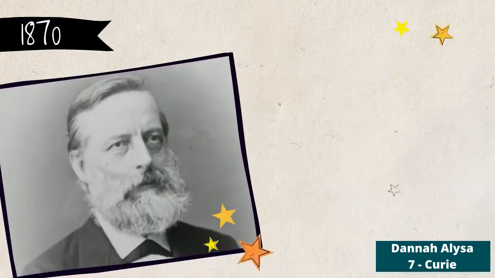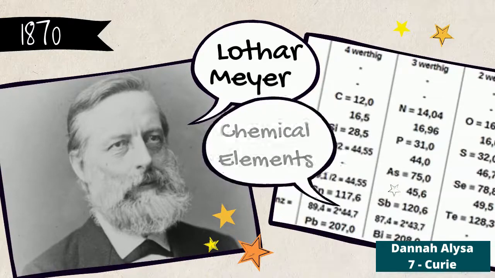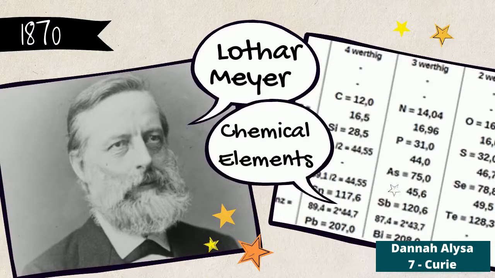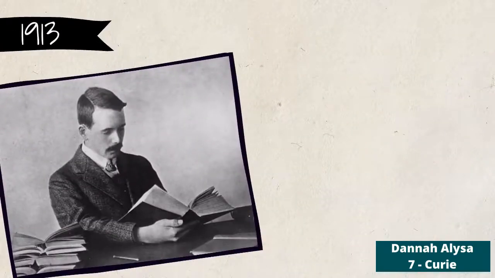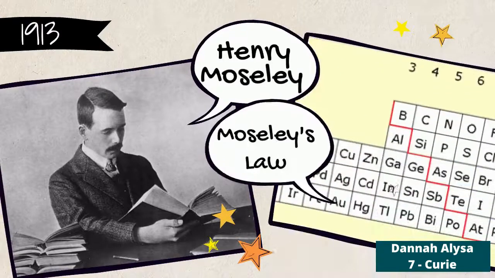German chemist Lothar Meyer produced a version of the periodic table similar to Mendeleev's in 1870. He left gaps for undiscovered elements but never predicted their properties. In 1913, English physicist Henry Moseley rearranged the elements in the periodic table on the basis of atomic numbers.